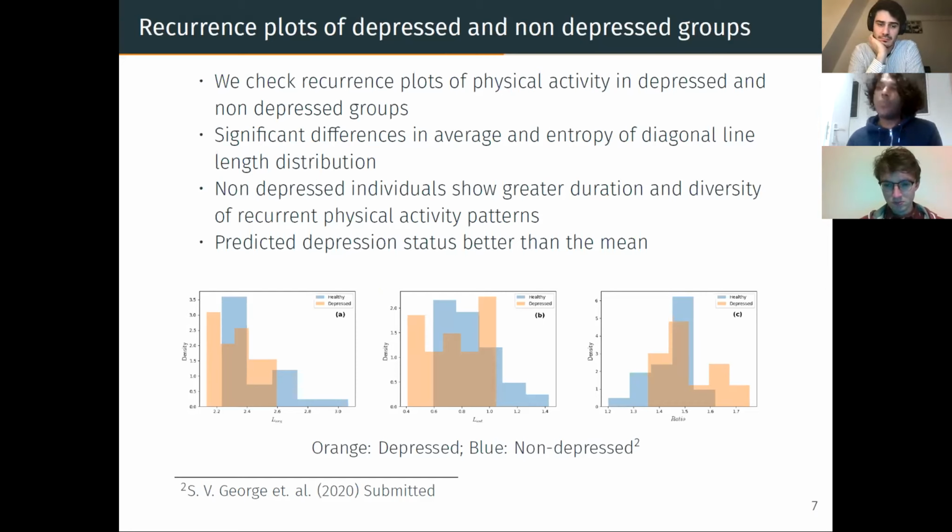What this implies is that non-depressed individuals seem to show a greater duration of recurrent physical activity patterns and a greater diversity in these recurrent patterns. Further, we could also show that the recurrence quantifiers could predict the depression status much better than the mean physical activity. Then we come to the individual level question.